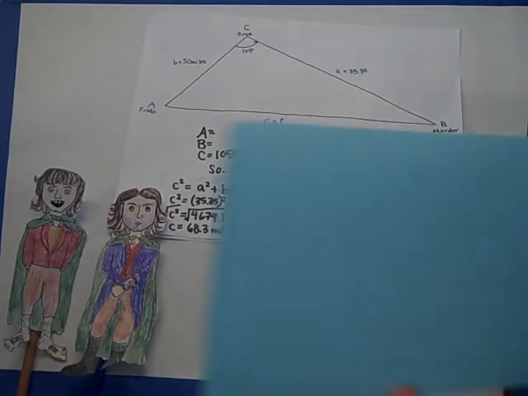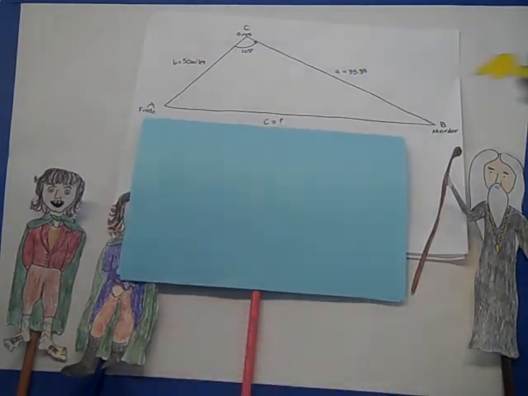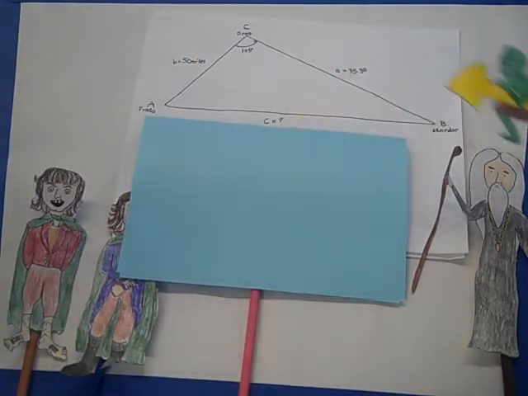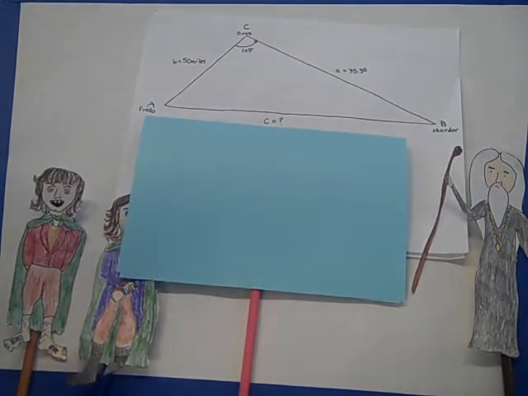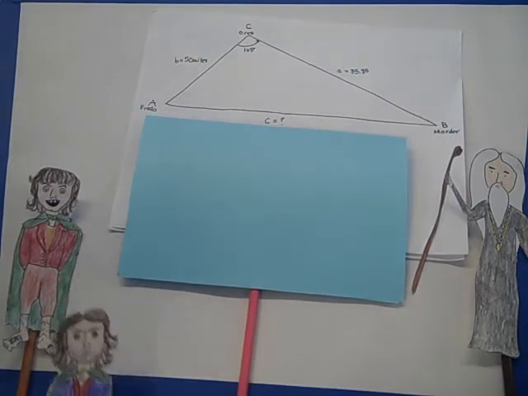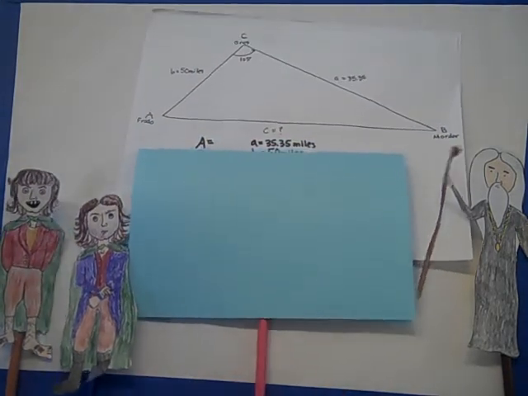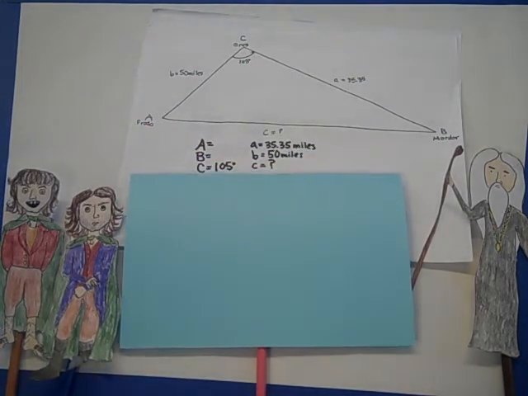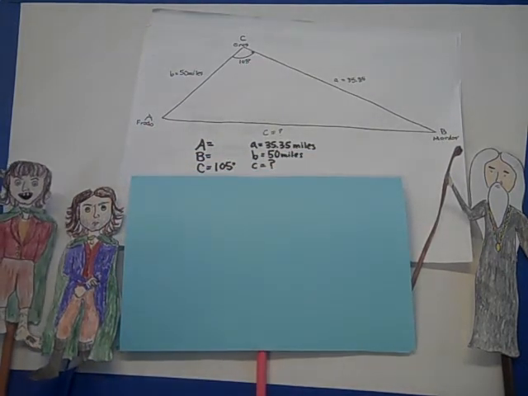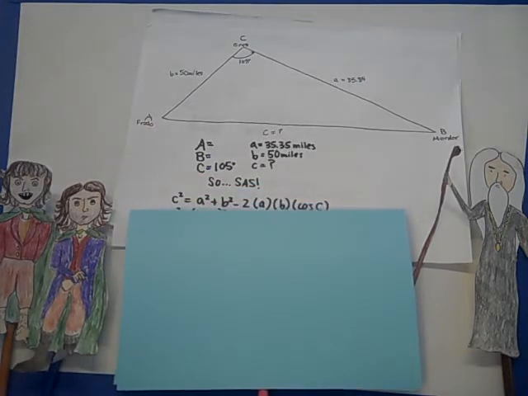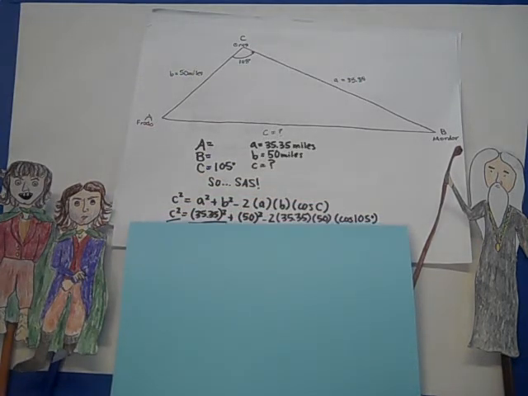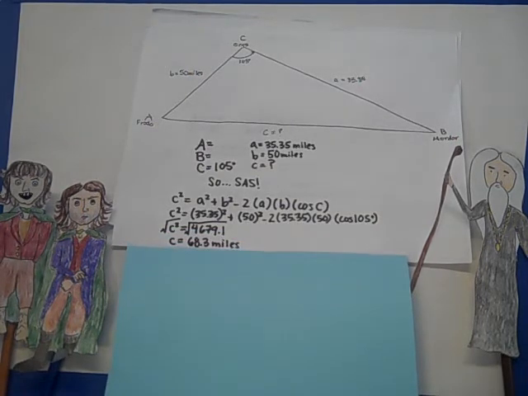In your problem, we are trying to find the value c, which is the distance you are from Mordor. To set up a problem, we first need to plug the other variables we were given into the equation. Our value for a is 35.35 miles, and our value for b is 50 miles. Angle c is 105 degrees. This is what your finished equation will look like. Ensure that your graphing calculator is in degree mode, then solve for c. This will give you the distance to Mordor.